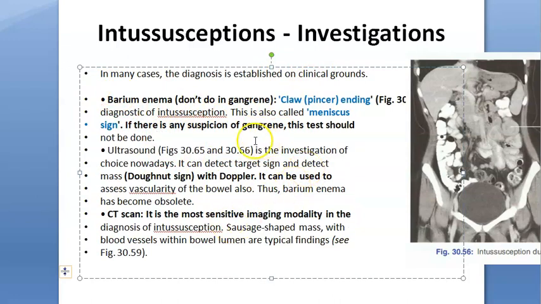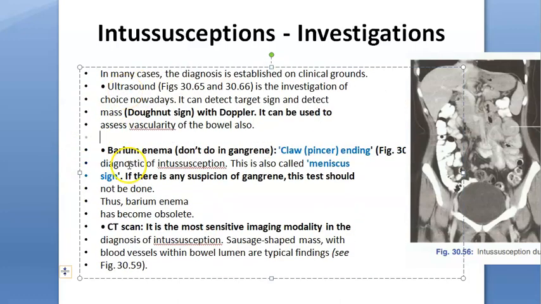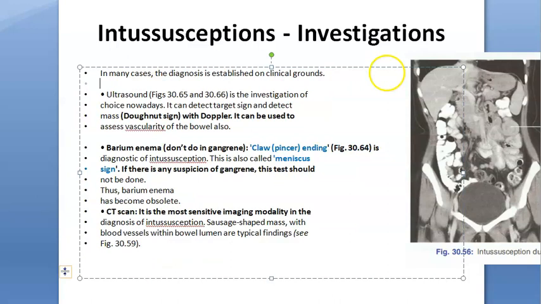Then always go for ultrasound. It's so much easier. It's the investigation of choice nowadays. It can detect the target sign and detects the doughnut sign with Doppler. It can be used to assess vascularity of the bowel. Thus, barium enema has become obsolete. Yes, barium enema has become obsolete. When you have ultrasound, we'll put it on top. Why don't they put a useful thing on top?